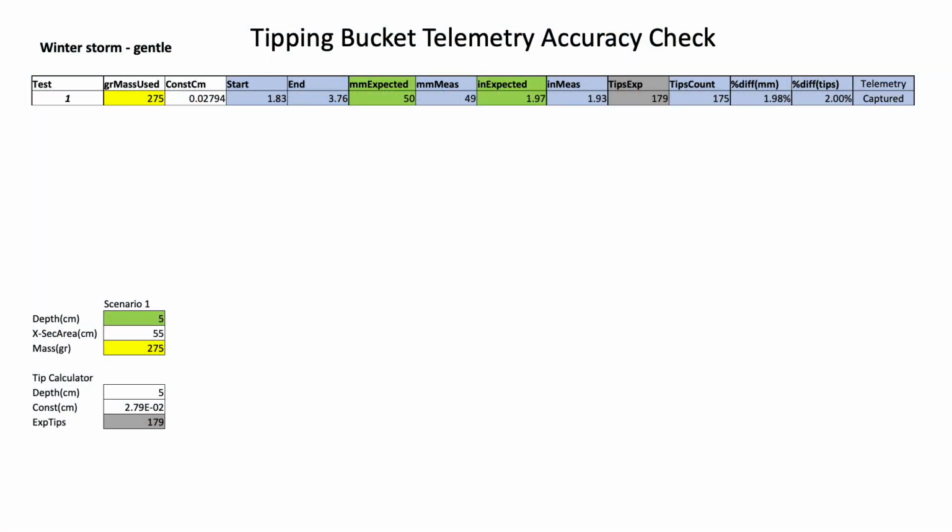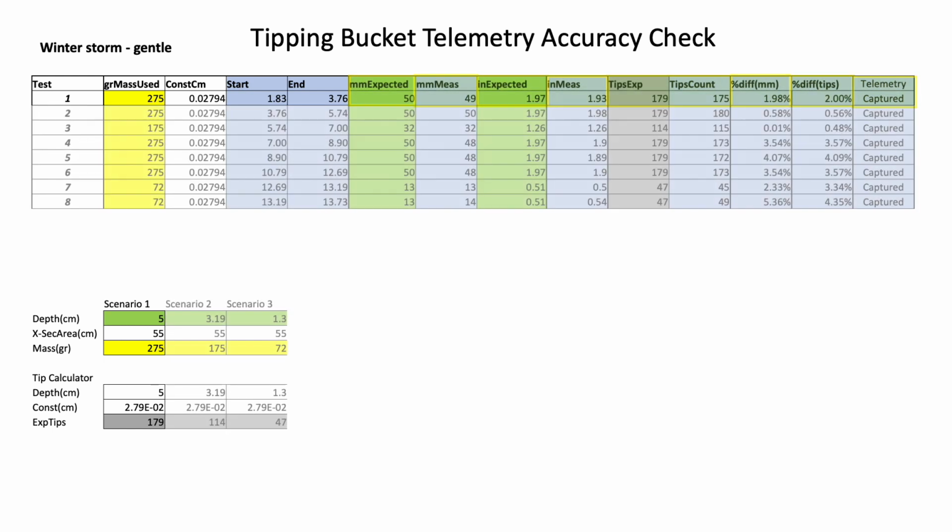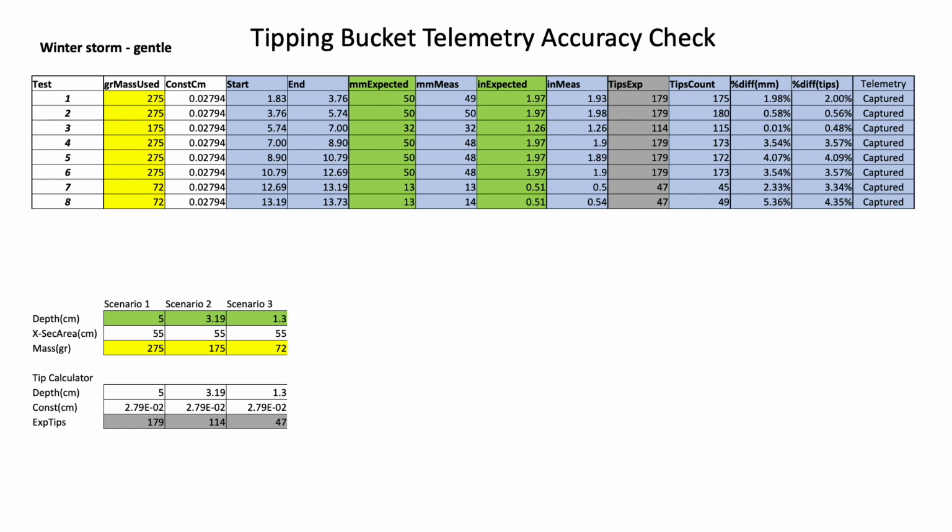Next, I'll go over the details of a spreadsheet available in the description of this video for summarizing the test results. In this spreadsheet, I first specify the depth of rainfall being tested, and then the depth of rainfall reported via telemetry by the setup in order to calculate the percent difference. I then do the same calculation for measured tips and record whether telemetry was successfully captured. And here's the results of the first 8 tests for 3 different storms selected at random.